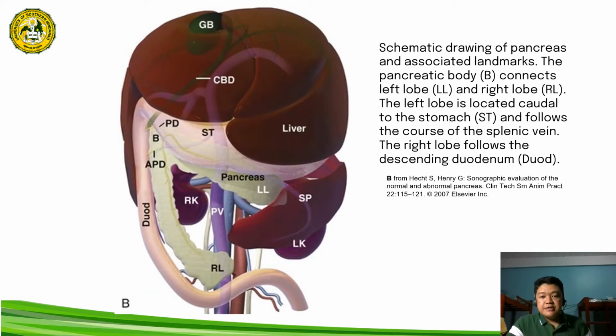We also have here another diagram of the pancreas and its associated landmarks. So this is the pancreas. Now it has a body which is located centrally. We also have here the left lobe of the pancreas that is closely associated with the stomach. And we also have here the right lobe of the pancreas that follows the descending duodenum. So this is the descending duodenum. And other important landmarks in this figure are the liver, the gallbladder, and of course the spleen.